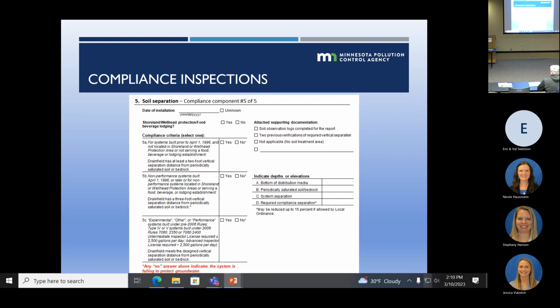All that aside, it is required, you do have to attach your priors to your inspection. Then there's that third option, not applicable because it's a holding tank, right? So you don't have soil borings to attach. The piece right below that is required as well. You're going to fill in those depths, so that you can show your math, basically show your work on how you determine that there's X amount of inches of separation.